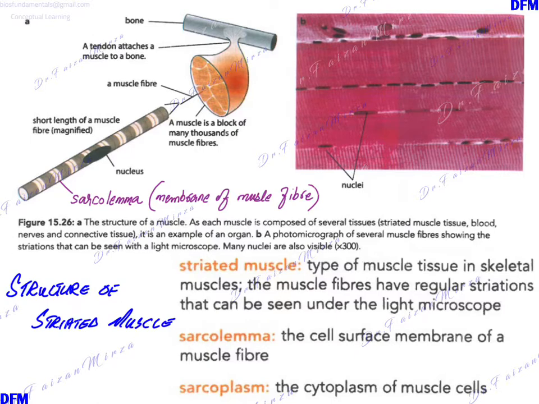Here we are discussing the structural details of our striated muscle. Striated muscle means the skeletal muscle. So I hope you have already gone through the basic description of the three types of muscles. The one which is in detail in our course is the striated muscle, the skeletal muscle.